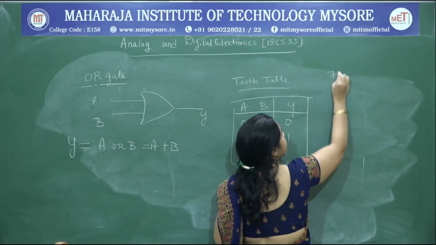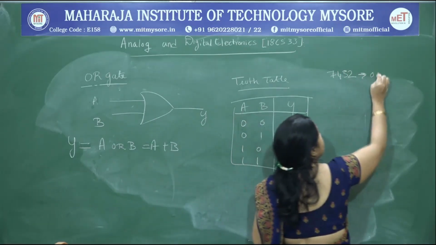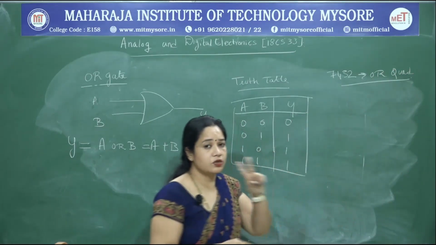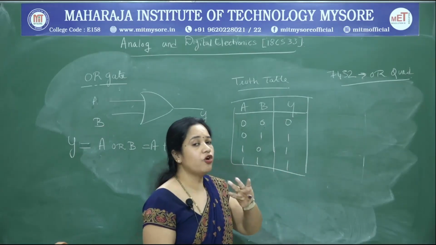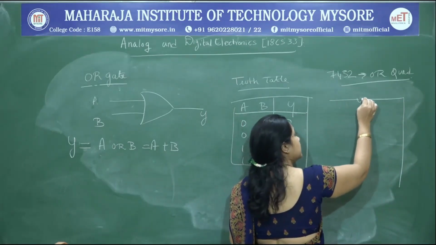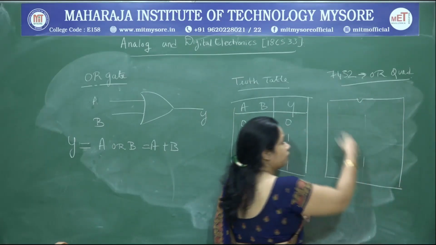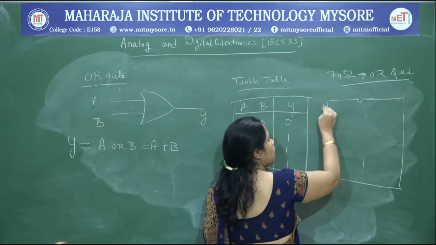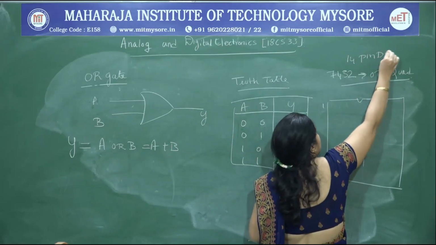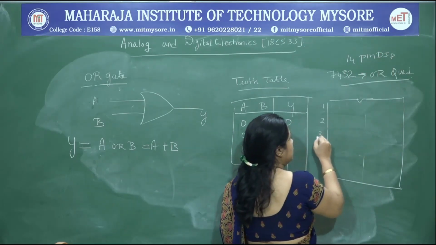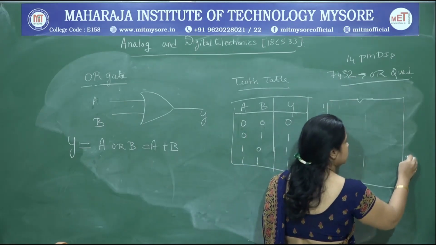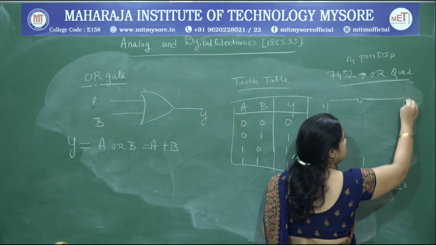So, 7432 is an OR gate and this is a quad OR gate. So, when I say quad OR gate, using 7432 I can realize 4 OR gates. So, it is again a 14 pin IC. This is a notch indicating the IC should face upwards like this, and this is 1. Again this is a 14 pin dual in line package, 1 2 3 4 5 6 7 8 9 10 11 12 13 14.